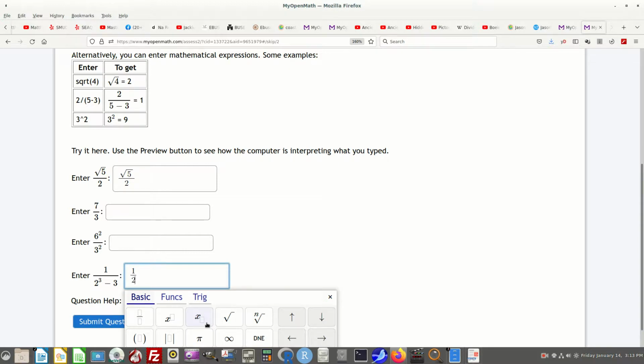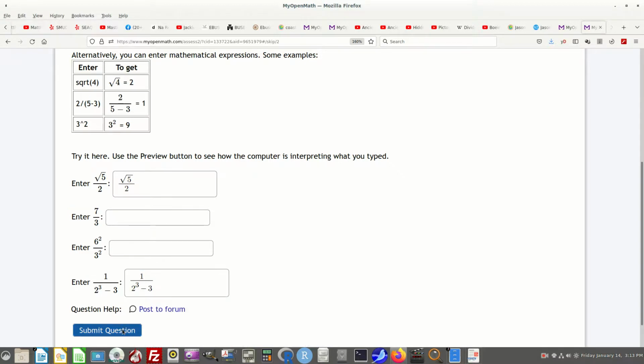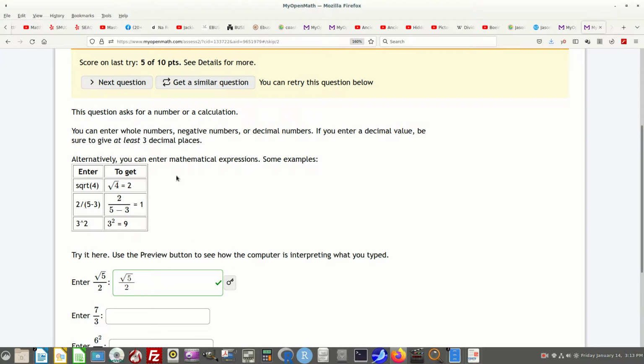So I've got a 2. I want to cube it, so that means I want an exponent, 3. Now I want to get out of the exponent. If I keep typing up there, notice if I put plus or something, I'm actually inside the exponent. So I'm going to delete the plus and the 2. I'm going to get out of the exponent with the right arrow key, minus 3. And then I'm skipping some.